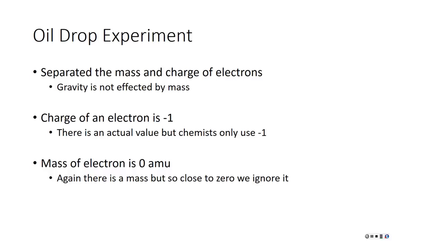Okay, so finishing up the oil drop experiment. The oil drop experiment figured out the mass and charge of electrons, and the way that it did this was by balancing this electrical interaction with the force of gravity, which we understand. Electron has a charge of -1 and then a mass of 0 as we go through it.